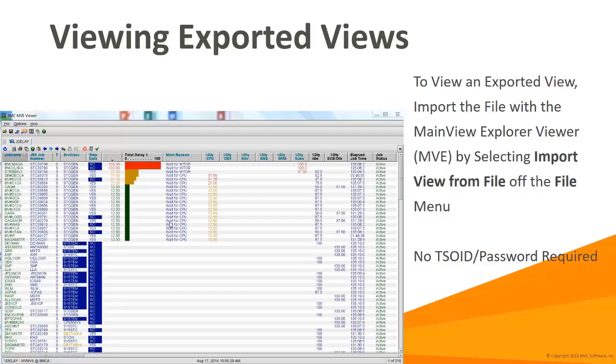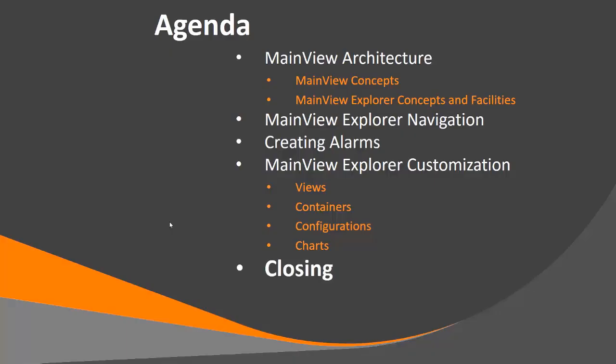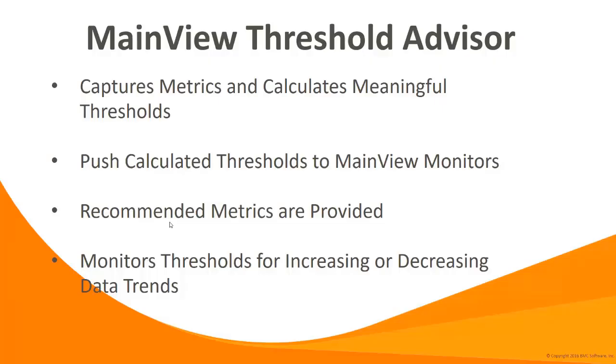So wrapping up, there's a couple more things that I'd like to mention. One piece of the MainView infrastructure that we haven't talked about is a component called MainView Threshold Advisor. This comes with any of the MainView solutions. It's not a chargeable feature. And what it does is it captures metrics and calculates meaningful thresholds for those values based on the occurrence of the values in your environment.